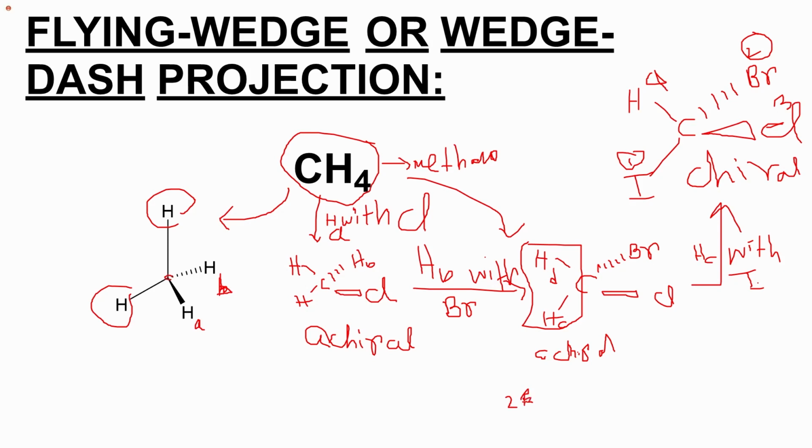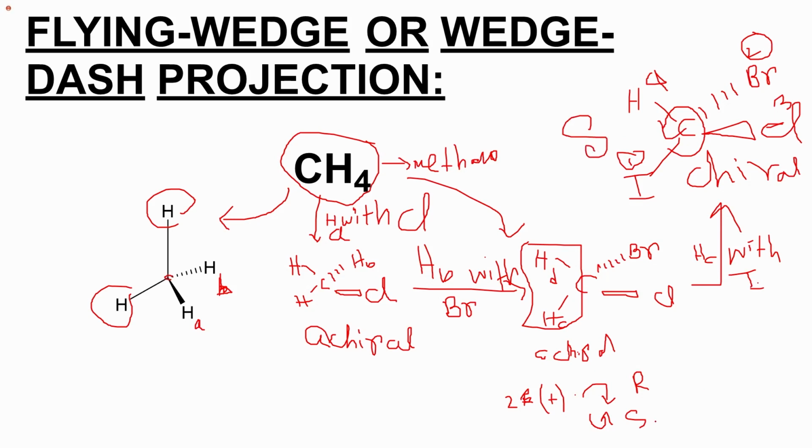2 back is the positive rule. 2 back positive means clockwise. If it is clockwise, then it is R. If it is anti-clockwise, then it is S. Okay, so let's say 2 is back. So 1, 3, 4 is anti-clockwise. Anti-clockwise back means this molecule is S.